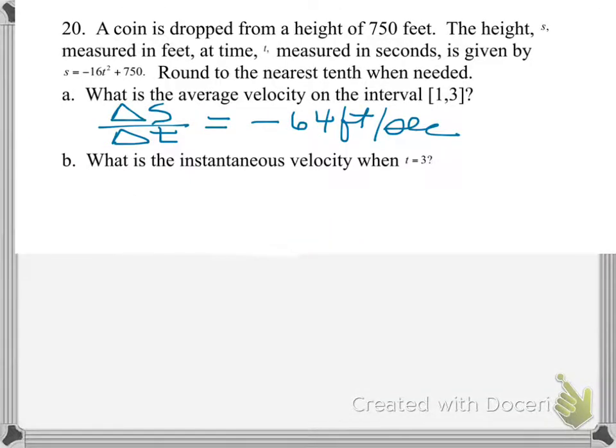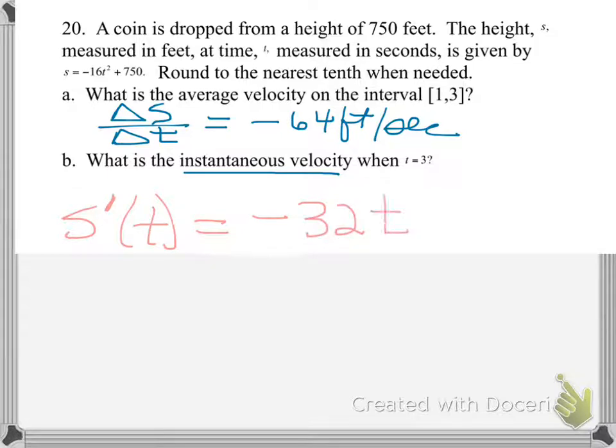Okay, looking at part B, I have left the answer to part A up there and how we got it, or at least what equation we used. So now I see that they want instantaneous velocity. So when they do instantaneous velocity, I want the first derivative. So I see that my s of t is negative 16 t squared plus 750. Therefore, my s prime of t is just going to be negative 32t.